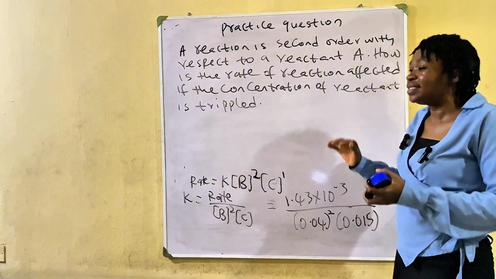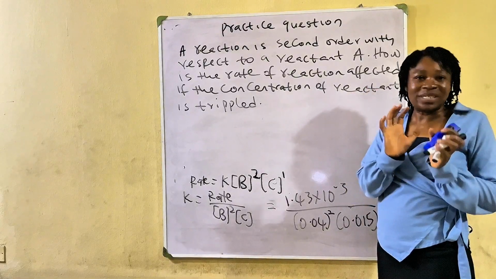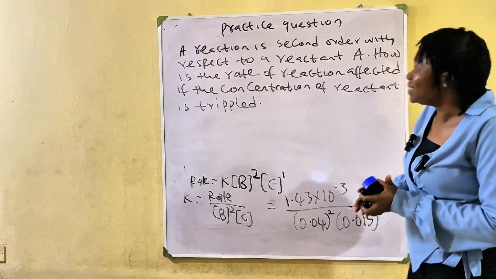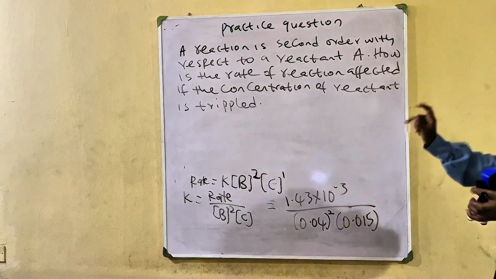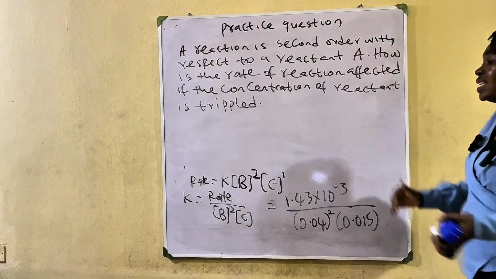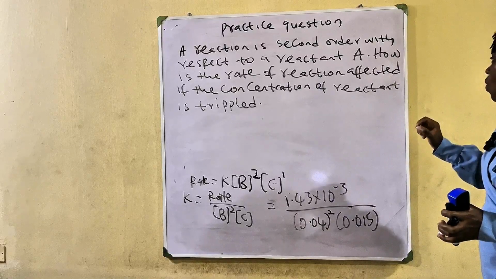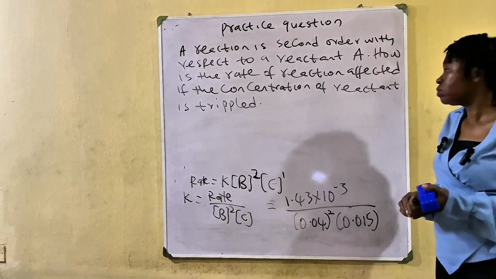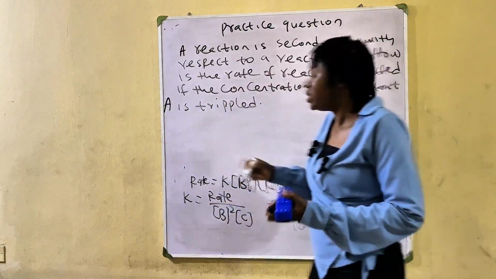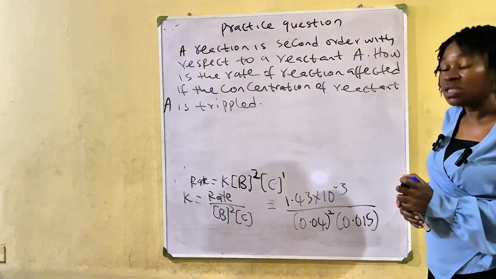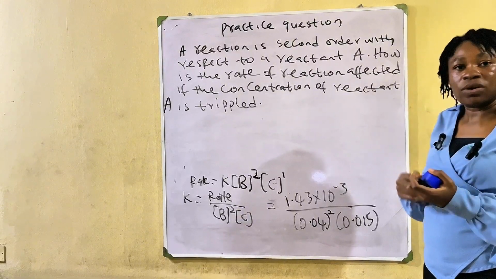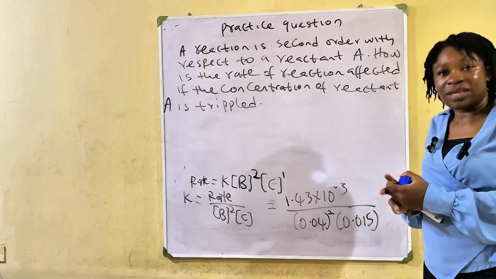When you answer it, post your answer in the comment section, so I'll see it and commend you. Okay, look at this. A reaction is second order with respect to a reactant A. How is the rate of reaction affected if the concentration of reactant A is tripled? So the next video I'll be uploading will be on half-life for zero order, first order, and second order.